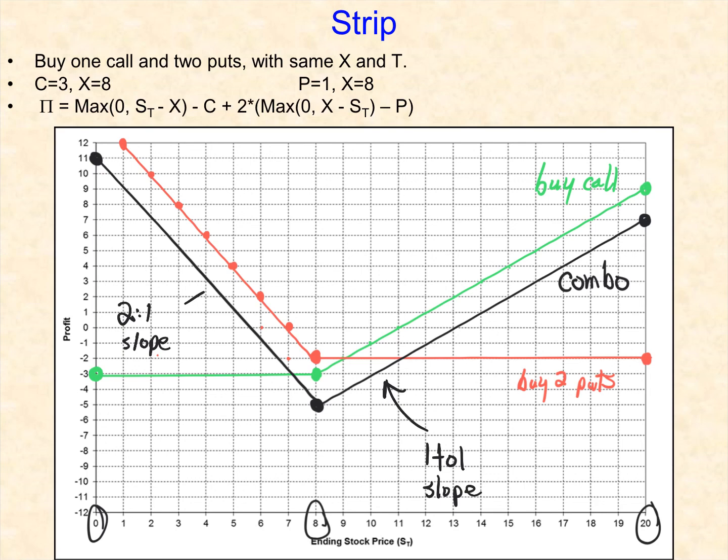We can also see our break-even points. Break-even occurs, of course, when our profit is 0. So we have one break-even point here on the left and another break-even point over here on the right. So at stock prices between about 5.5 and 13, we have a loss in this middle range. And then outside of that range, we have our profits.